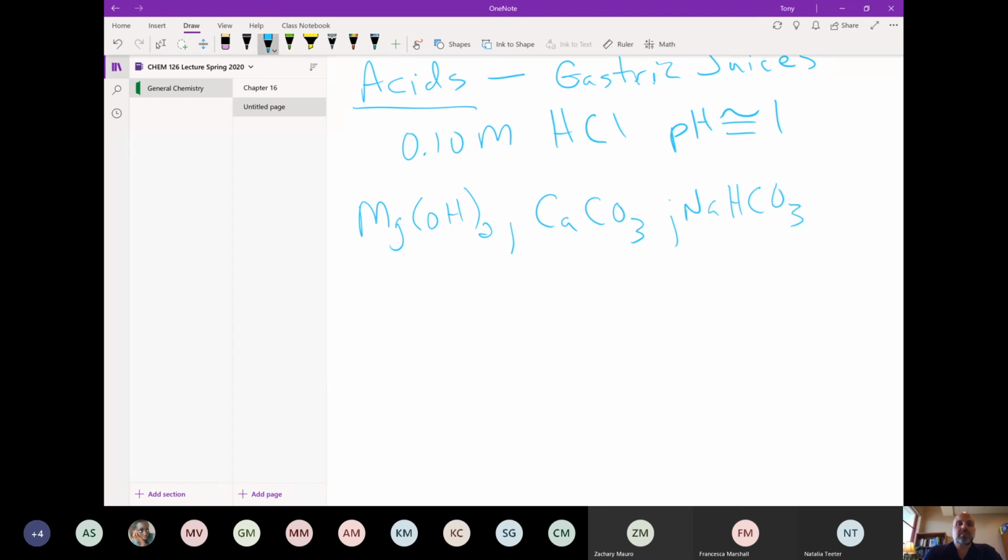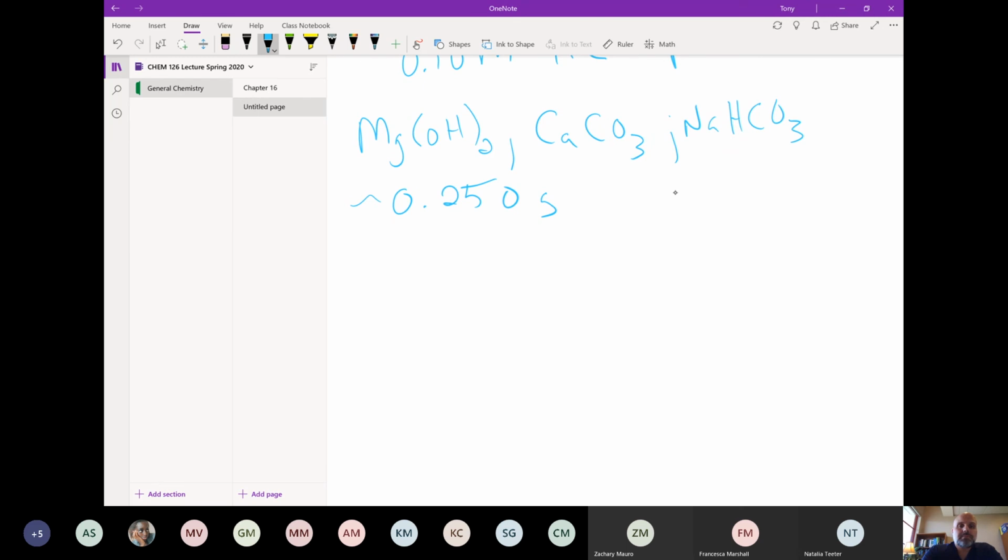And pay attention to the amounts here. I'm only adding approximately 0.250 grams to the solution. And we're going to look at the effect, as this will allow us to compare the acid neutralization capability of each of these different types of bases. And then in the experimental portion, we'll be using the Tums.